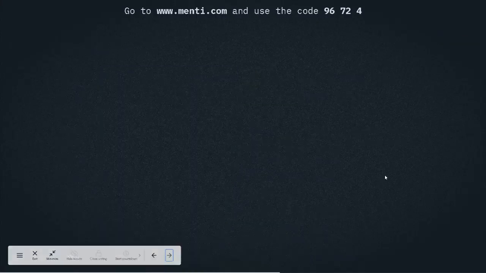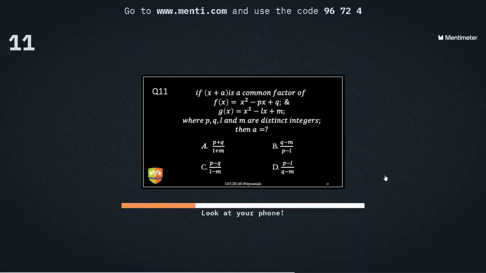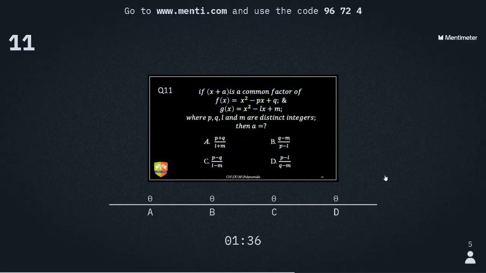Okay, next. The quiz is the same. Very, very elementary. So what is a factor? You again use the factor theorem. If x minus 1 is a factor, then f of 1 is 0. That's the knowledge. We use the same thing. If x plus a is a factor of f(x) and g(x) as well, then we can get two relationships and solve for it.